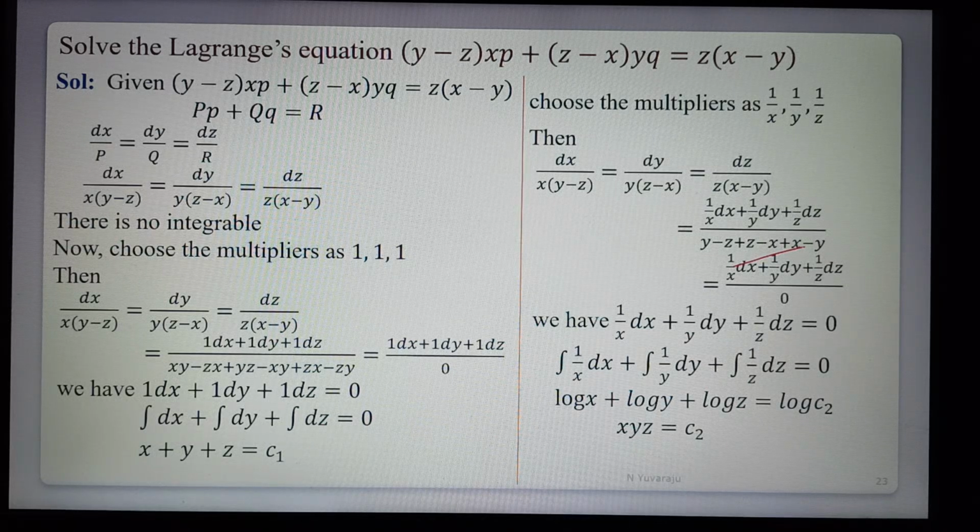So therefore the complete general solution is phi of (x plus y plus z, xyz) is equal to 0. Okay? This is the solution of the Lagrange's equation.